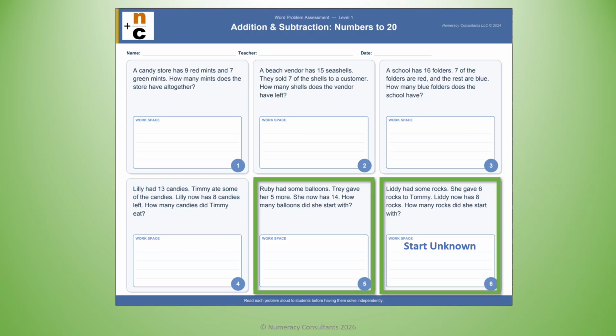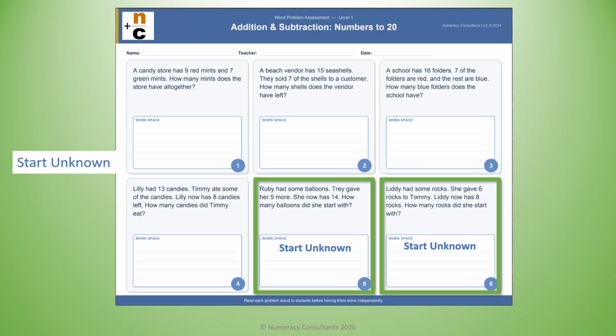So the next problem structure we're going to talk about is start unknown. Start unknown is part of the family of part-whole with a missing part, or a change problem with a missing change. It's just that the first part, the start, is going to be missing, so it's like a micro step. So it's still very similar thinking to what they did for 3 and 4.